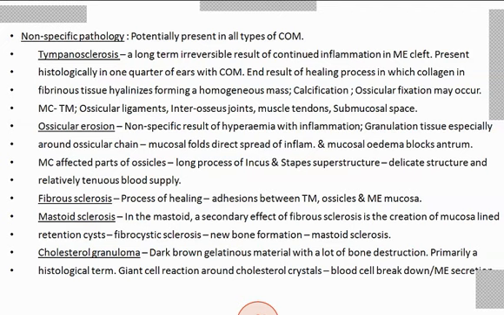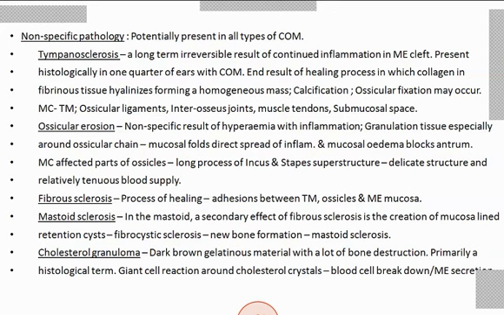But most commonly, this tympanosclerosis will be affecting the remnant implant. It can occur in the muscular ligaments, interosseous joints, the muscle tendons within the middle ear, or even in the submucosal space of the middle ear. The other feature is ossicular erosion. This is thought to be a non-specific result of the hyperemia. That is, it causes a hyperemic decalcification of the ossicles, which is usually associated with chronic inflammation.